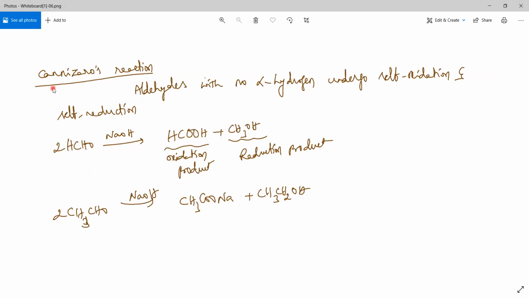Right? This is Cannizzaro's reaction. Aldehydes with no alpha hydrogen undergo self-oxidation and self-reduction. In aldol condensation, at least one alpha hydrogen should be there, but with Cannizzaro's, no alpha hydrogen should be there. So, of 2 formaldehyde molecules, one will undergo oxidation and one will undergo reduction. So you get both the oxidation product as well as the reduction product. Understood?